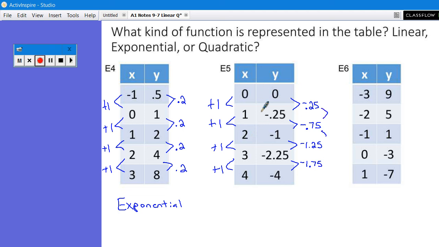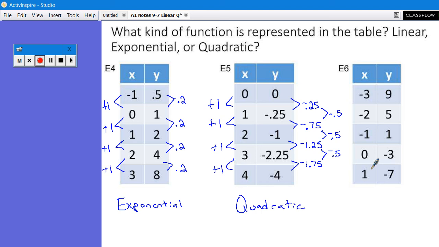So whenever we have that, we look at that second level. Between here and here, you would be minusing 0.5. Between here and here, you would be minusing 0.5. And between here and here, you would subtract 0.5. Because of that, the second level is the same every time. That means it's going to be quadratic.